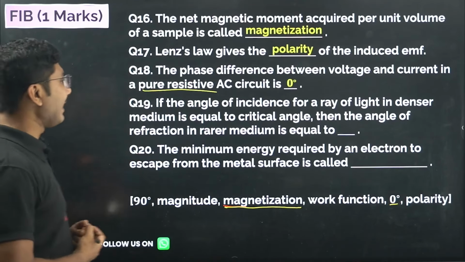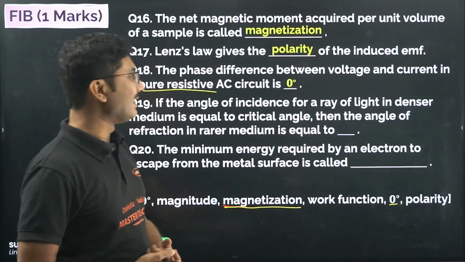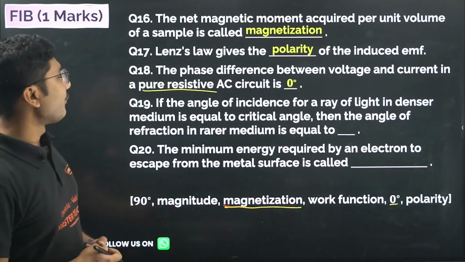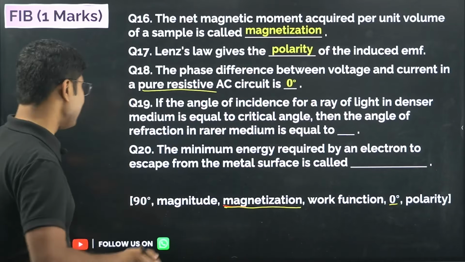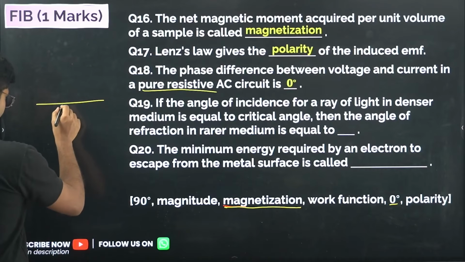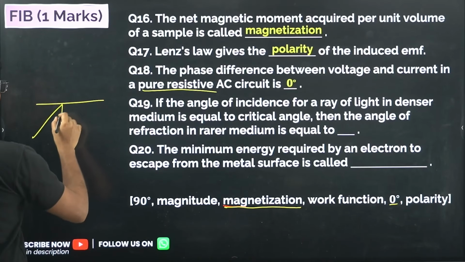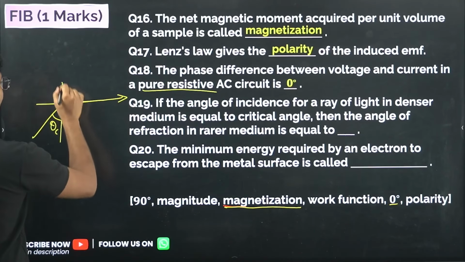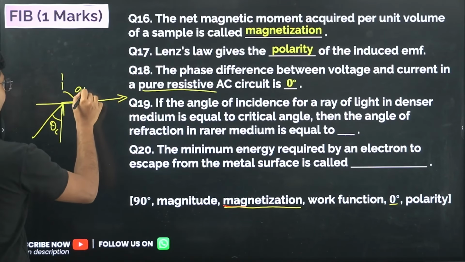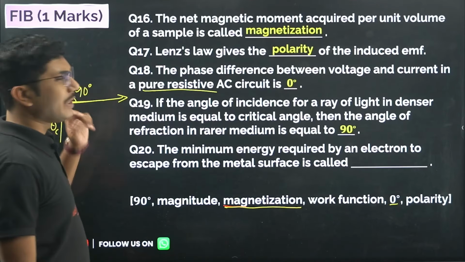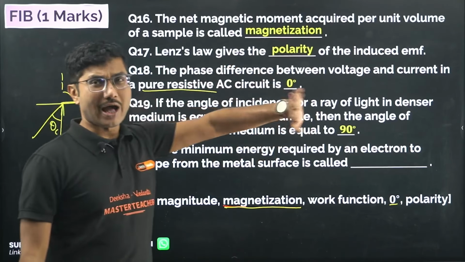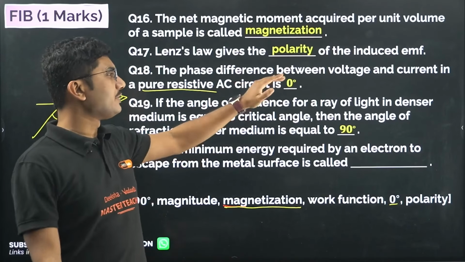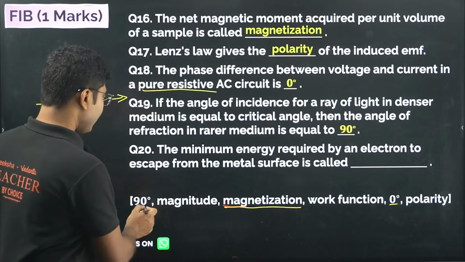Next, if the angle of incidence for a ray of light in a denser medium is equal to the critical angle, then the angle of refraction in a rarer medium is equal to what? If a light ray is traveling from a denser to a rarer medium and the angle of incidence equals the critical angle, it just goes grazing along the boundary between the media and the angle of refraction becomes 90 degrees. So this will be 90 degrees, not 0 degrees. In case you have any confusion, read the other options and other questions as well, and when you are sure that this will be 0 and this will be 90, mark it. So 90 is done.